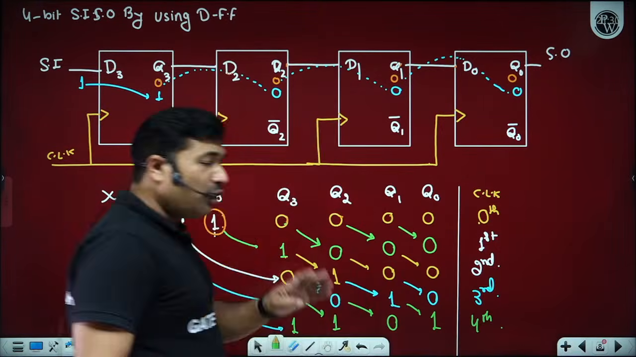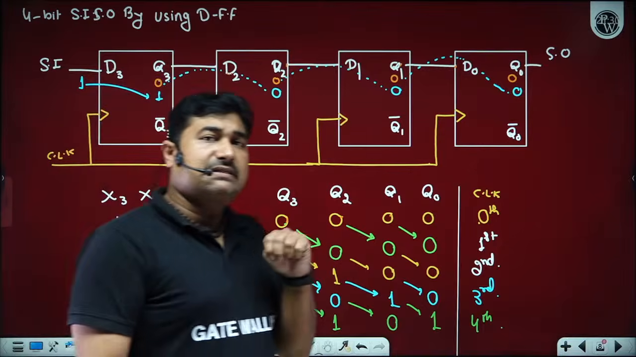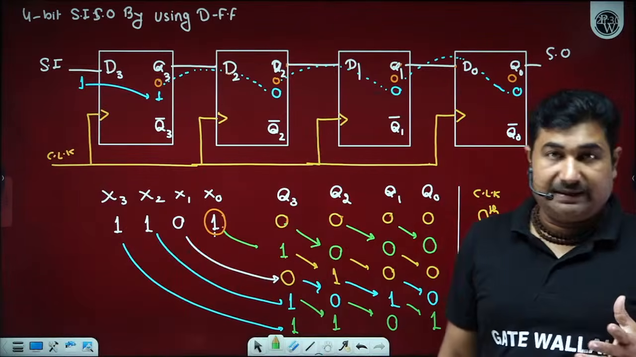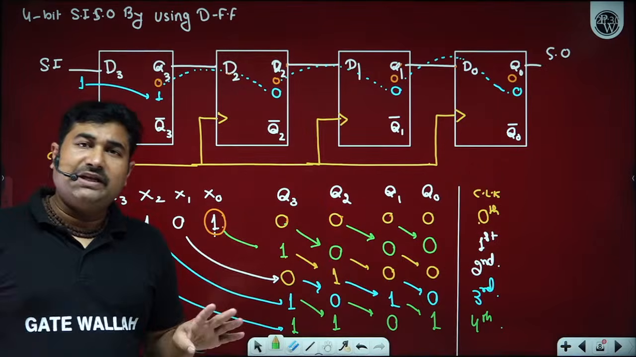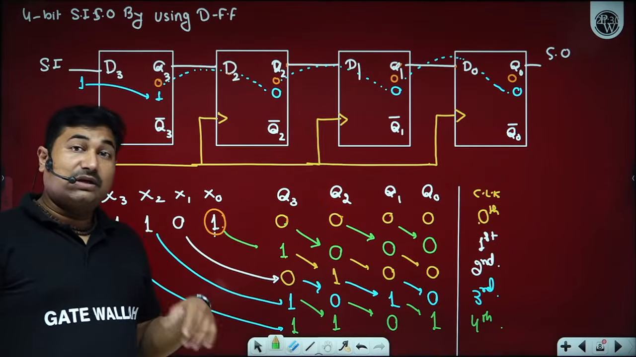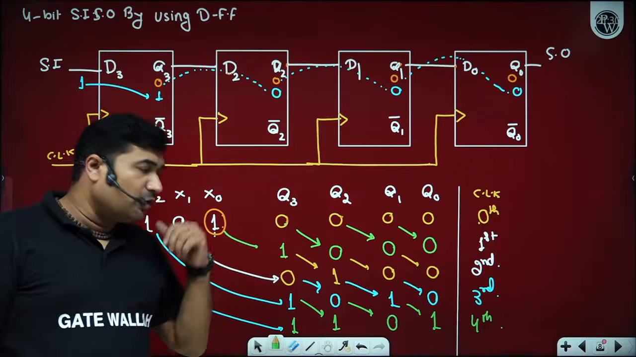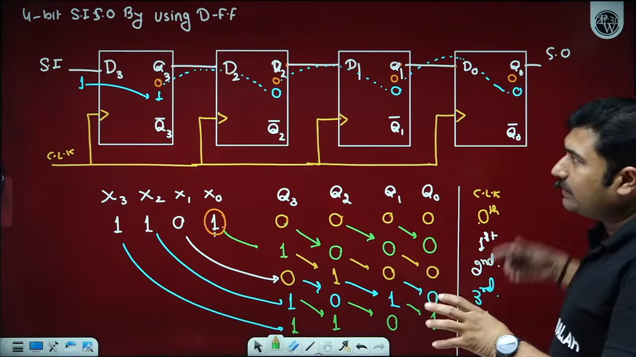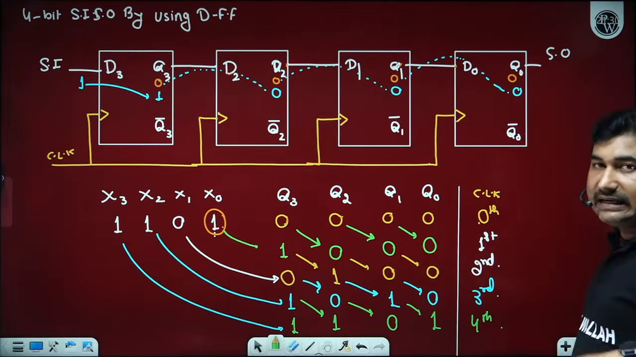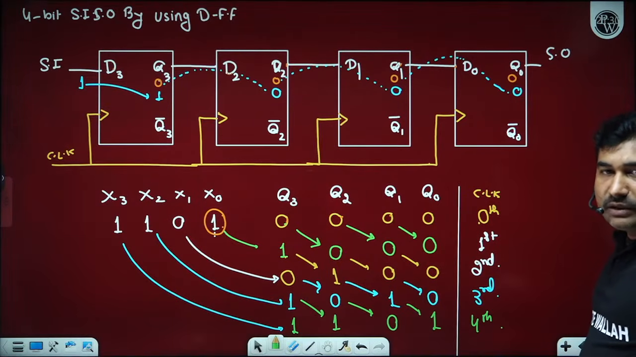So for a 4-bit data, how many clock pulses are needed to register the data? Sir, only 4 clock pulses are needed for serial in. It means 4 clock pulses are needed to register the data. How many of you able to understand, beta ji?